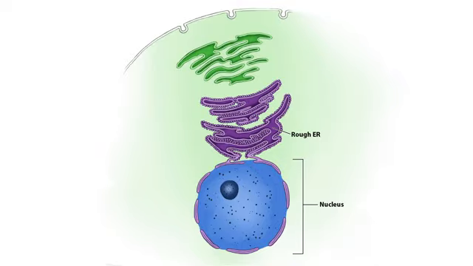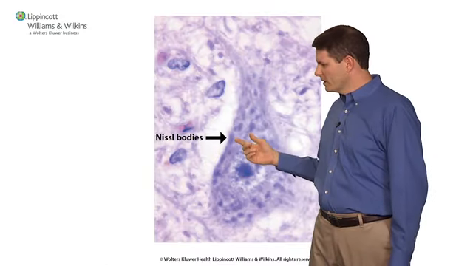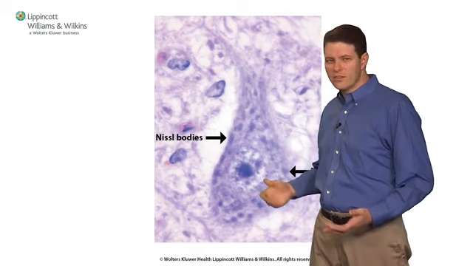So where in the cell do we make the proteins that are going to remain in the cell? Well, there are also free ribosomes suspended in the cytoplasm that are not attached to the rough ER. And these free ribosomes are the site of synthesis of cytosolic proteins and the proteins that become part of the organelles.